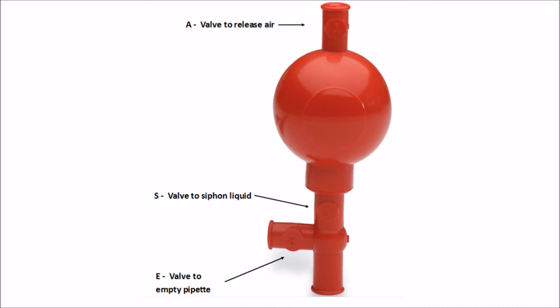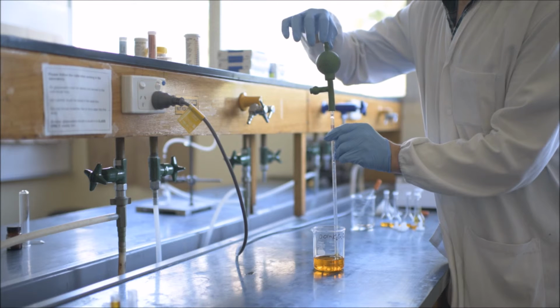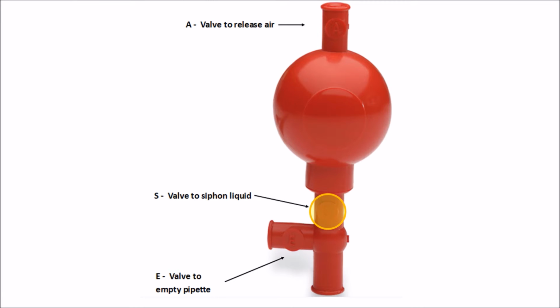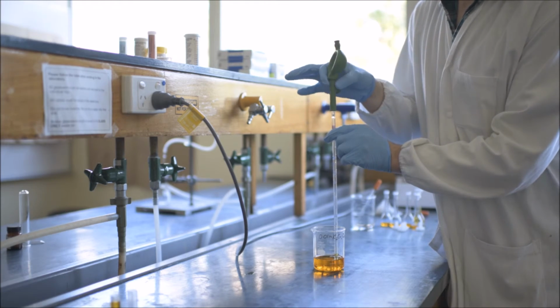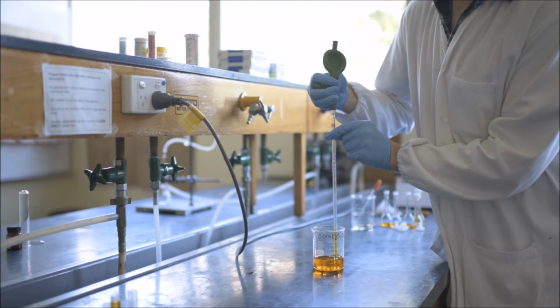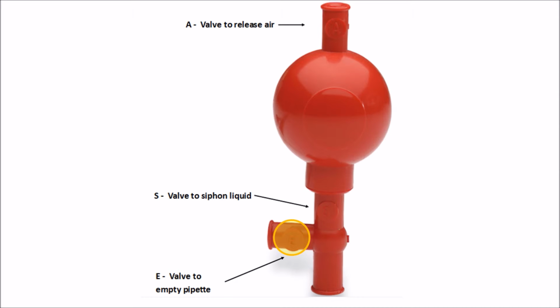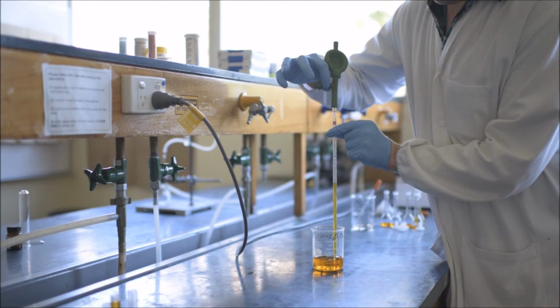To make your solutions, you will have to use a graduated pipette. The pipette bulb has 3 buttons: the A valve to release air, the S valve to siphon liquid, and the E valve to empty the pipette. First, press the A button and squeeze the bulb at the same time to force the air out. Then, press the S button to siphon the solution. Finally, press the E button to empty the pipette.